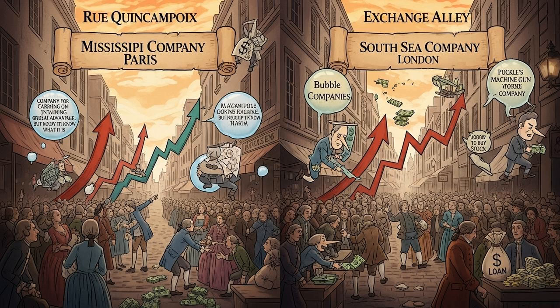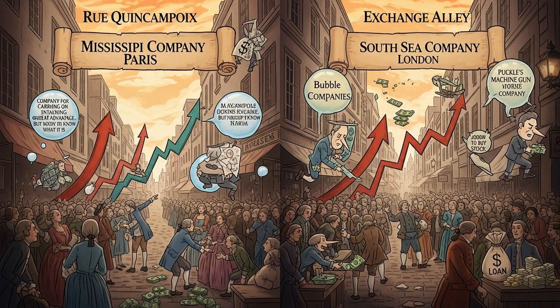To keep the party going, both companies offered to lend people money to buy their own stock, creating an artificial loop of demand. They bribed politicians and journalists to sing their praises. The public was caught in a classic feedback loop of herd mentality, convinced that prices could only go up. But they couldn't. By mid-1720, the share prices were completely disconnected from reality. The promised colonial profits were nowhere to be found.